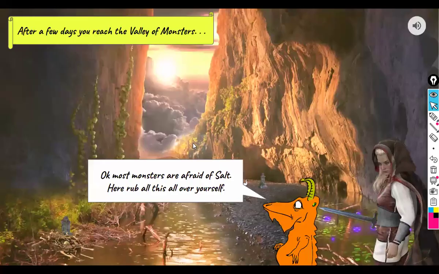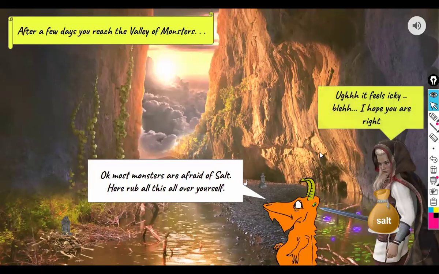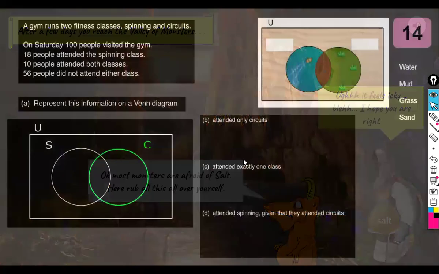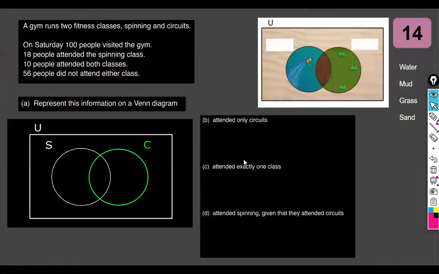So we take the salt, and you and Rowan, you rub salt all over yourselves. All right. And that's a little salt there. All right, so we'll see how that salt works, if it really keeps away the monsters.